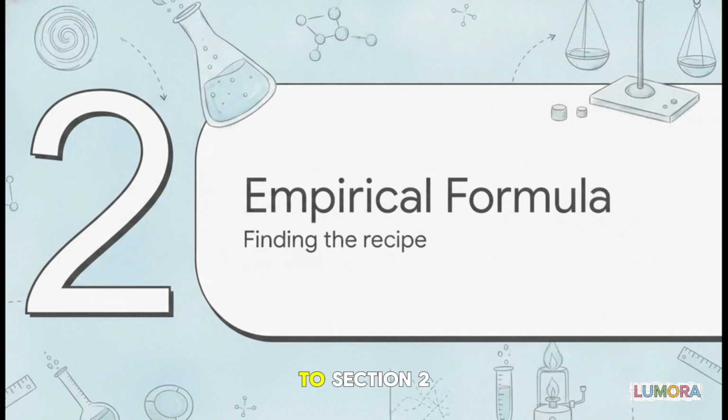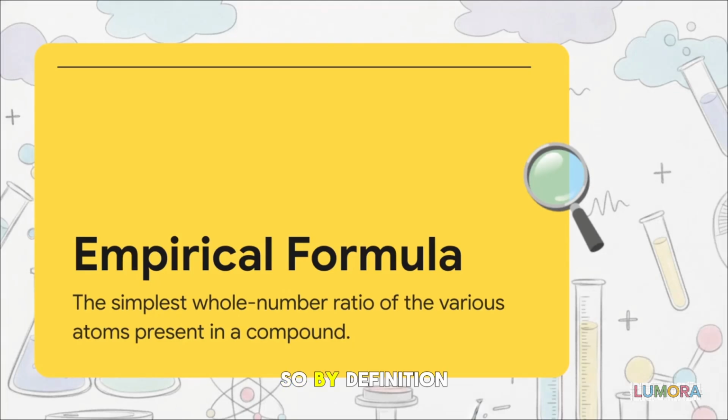Moving right along to Section 2, finding the empirical formula. So, by definition, the empirical formula is the simplest whole number ratio of the various atoms present in a compound. I always tell my students to think of it as the most reduced, stripped-down ingredients list of a molecule. For example, while a biological molecule of glucose actually contains 6 carbons, 12 hydrogens, and 6 oxygens to function in the real world, its empirical formula simplifies that whole ratio down to its absolute core essence, which is CH2O.